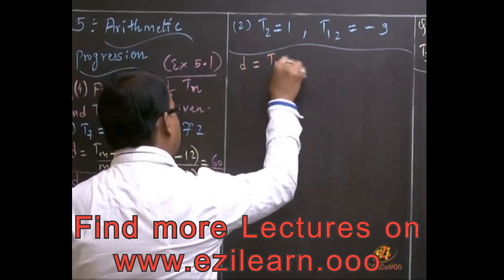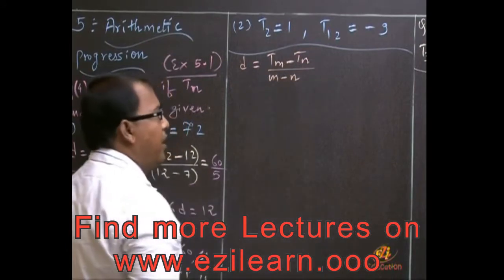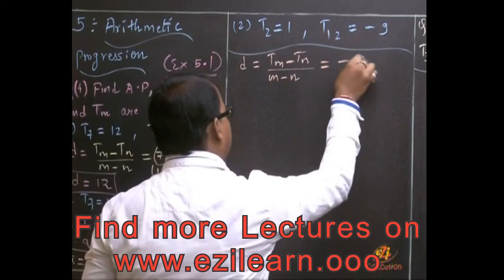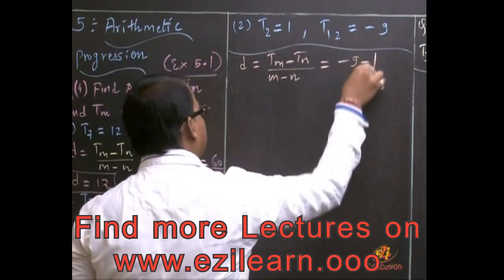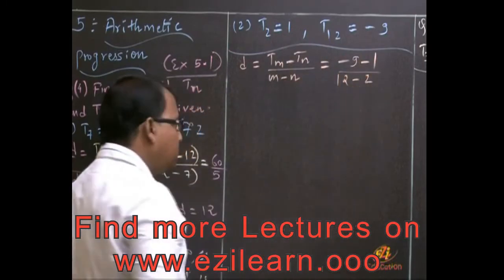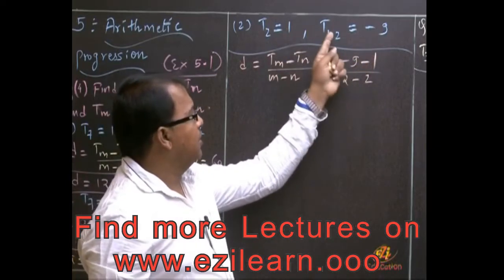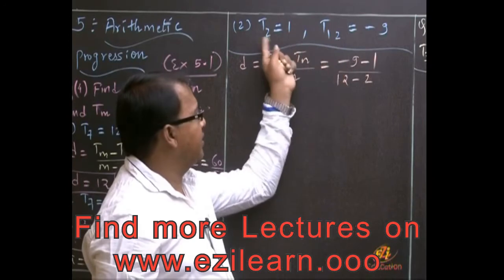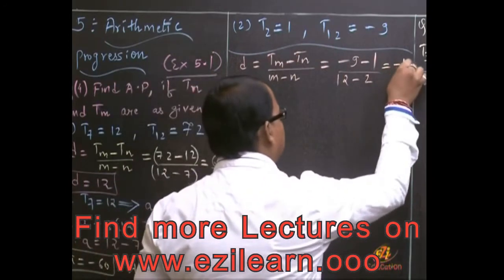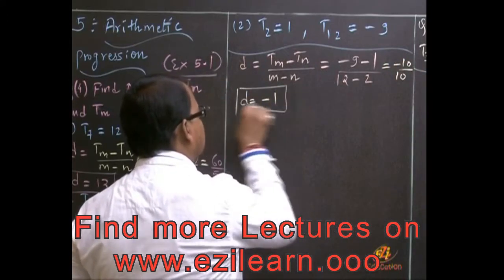D is Tm minus Tn upon m minus n. So minus 9 minus 1 upon 12 minus 2. Tm is minus 9, Tn is 1, 12 minus 2 is 10. So minus 10 upon 10. So D is minus 1.